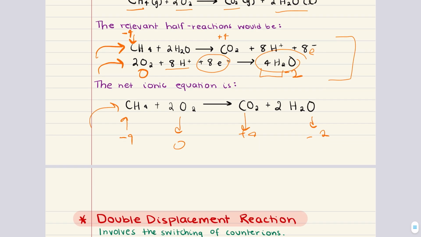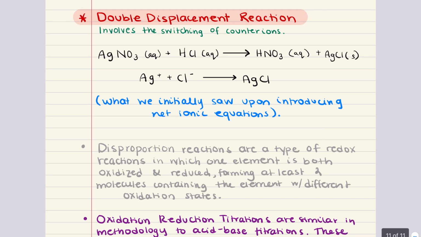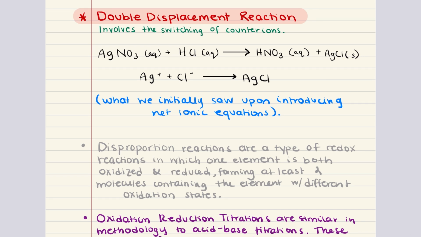Wonderful. Let's move on to the next reaction type, double displacement reactions. Double displacement reactions involve the switching of counter ions. Because all ions generally retain their oxidation state, these are not usually redox reactions. For example, in this reaction between silver nitrate and hydrochloric acid, we form nitric acid and silver chloride. Again, there's no change in oxidation states.